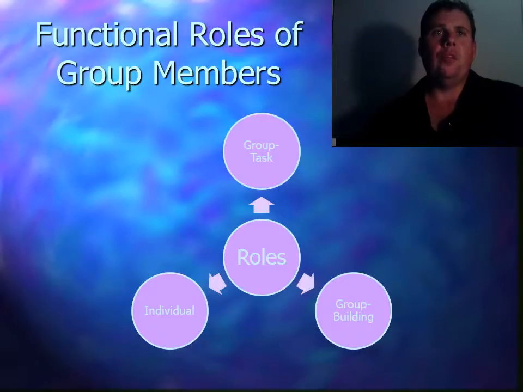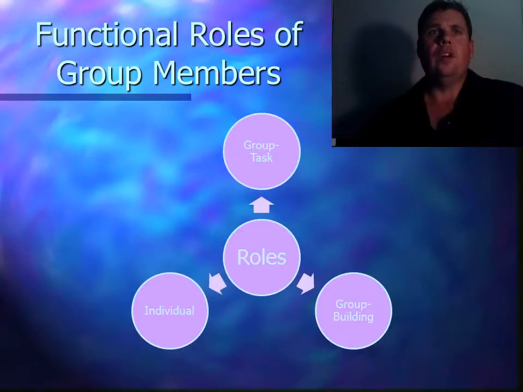Roles of group members tend to assimilate with one of three main role descriptions: the group task role, the group building or maintenance role, or the individual role. These roles are not set in stone. A member may display behaviour from all three role descriptions in one meeting.